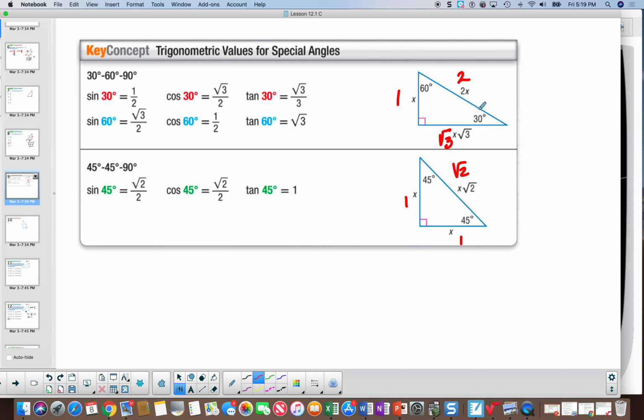And so when we're taking the sine of 30, it's the opposite over the hypotenuse. And then the cosine of 30 will be adjacent over hypotenuse. And then tangent will be the opposite over adjacent. And when you rationalize, you will get this answer. And if I want to figure out the sine of 60 degrees, that's opposite over hypotenuse, adjacent over hypotenuse for cosine, and tangent will be opposite over adjacent. Now we could do the same thing for 45, 45, 90.